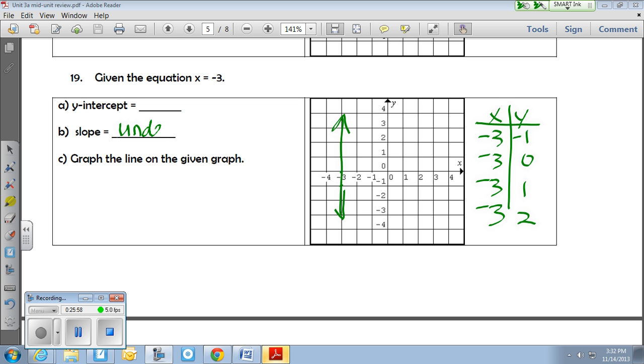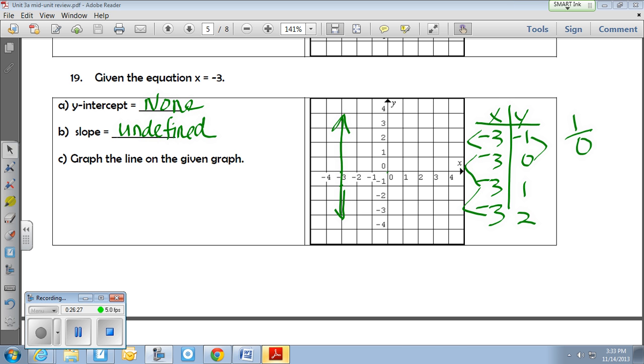And there is no y-intercept, not even 0. Because if 0 was the y-intercept, it would at least be over here, but it's not going to touch the y-axis ever. So this is a change of 1 on top and 0 on the bottom. So when 0 is in the denominator, it's undefined slope.